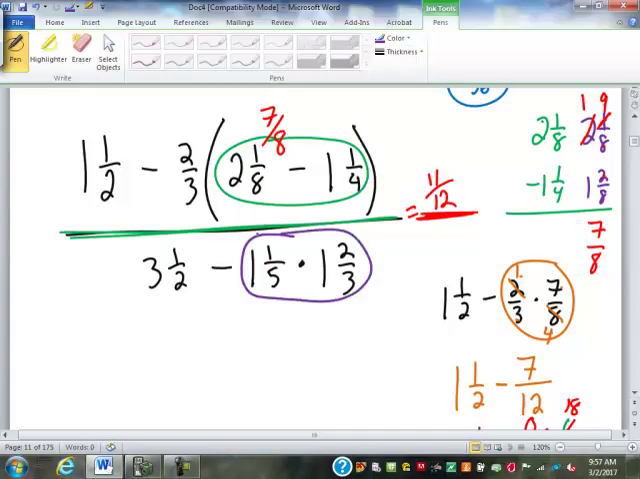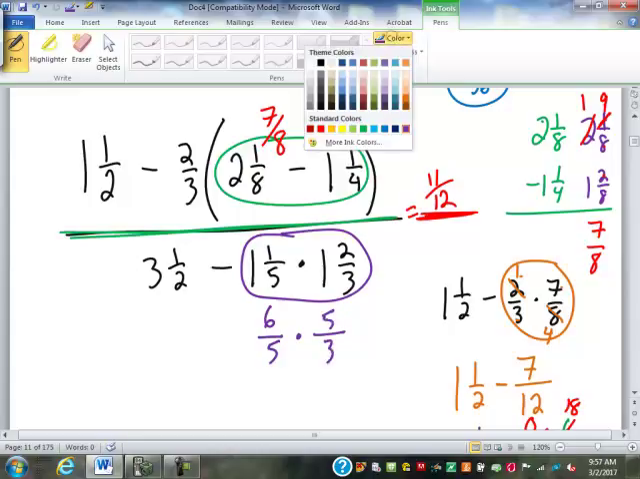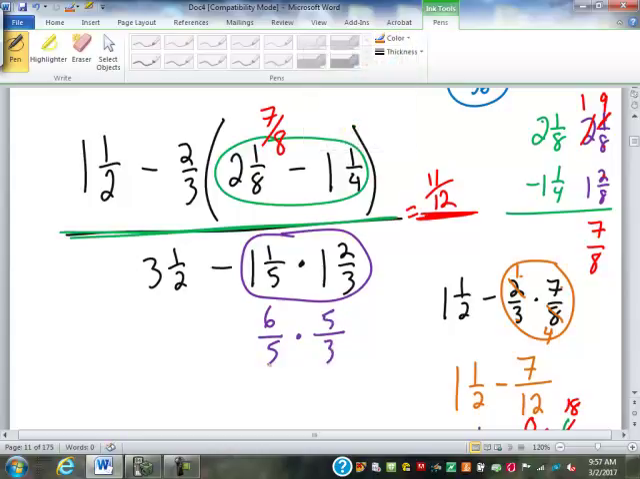We have to multiply. 1 1/5 times 1 2/3. You first must make them improper. 1 1/5 will be 6/5. 1 2/3 is 5/3. Well, we cross cancel here. The 5 and 5 cross cancel to give us 1 and 1. 6 and 3 cross cancel to give me 1 and 2, or 2 and 1. Yep. 2 times 1 is 2. 1 times 1 is 1. So it's 2 over 1, or just 2.